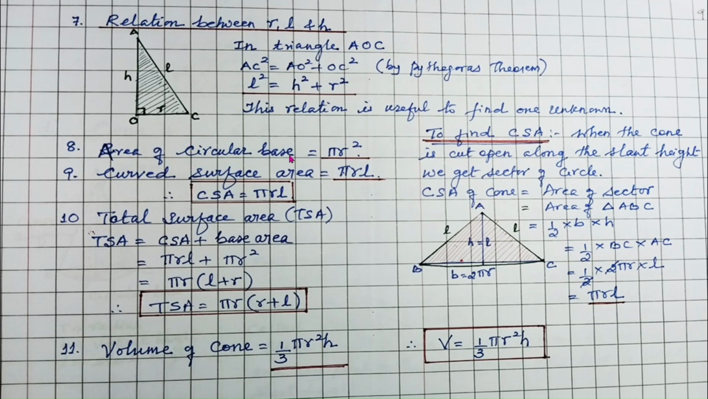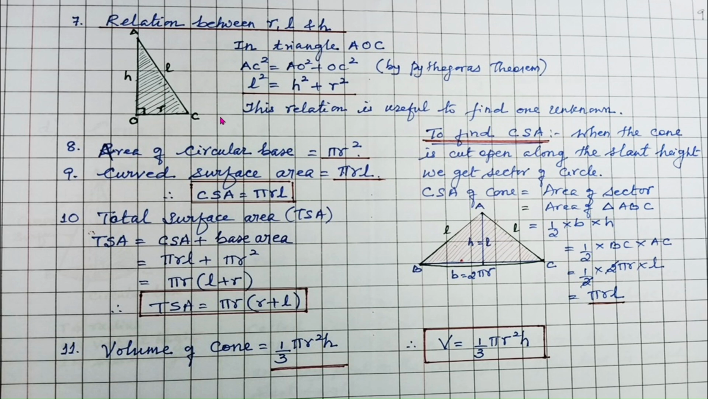Now the base of the cone is a circle and therefore its area is pi r squared. To find the curved surface area, we have to cut open the cone and spread it, and we get a sector of a circle. The area of the sector is approximately equal to the area of a triangle, half into base into height. The base is the circumference of the circular base of the cone, that is 2 pi r, and the slant height is L, and therefore we get the curved surface area as pi r L. Therefore the curved surface area of a cone is pi r L.